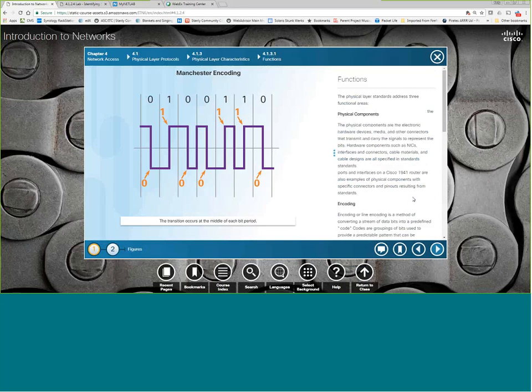So when we look at encoding, here's an example of Manchester encoding, which is the absence of a voltage is a particular state, either 1 or 0. The presence is another. So you see the transition occurs in the middle of the bit period. So in this case, there's a time slot, and whatever is represented or whatever is found at that time slot will be what you can determine as a 1 or a 0.